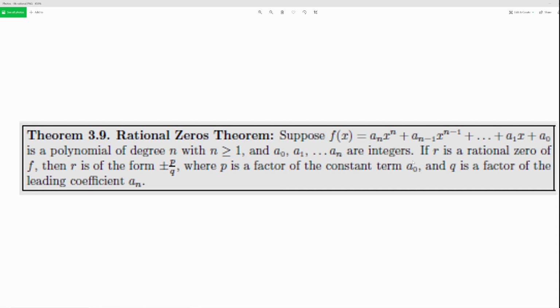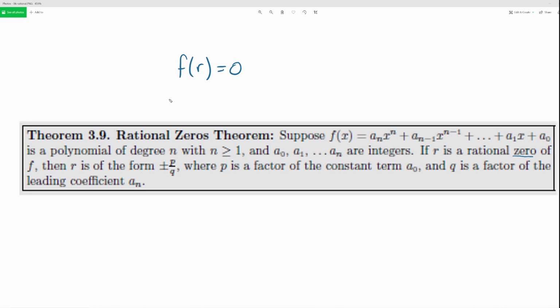So it says if r is a rational zero of the function f, so let's pause right there for a moment. If r is a zero of the polynomial, that means if you take the polynomial f and you plug in the value r, you get 0. Okay, that's what it means to be a zero. All right, then r is of the form plus or minus p over q.